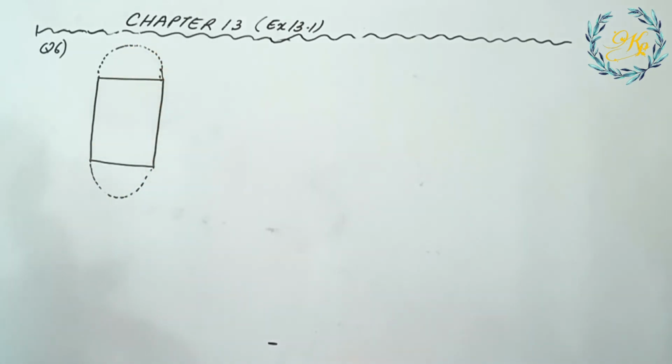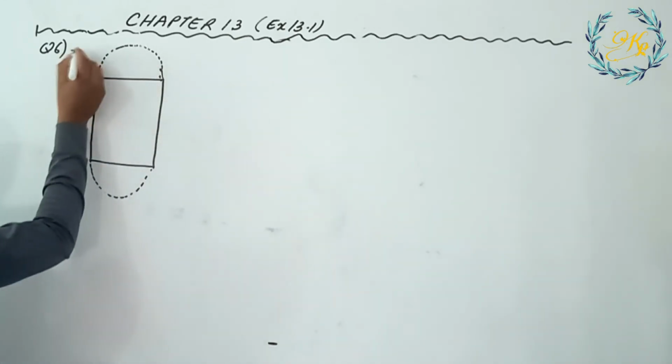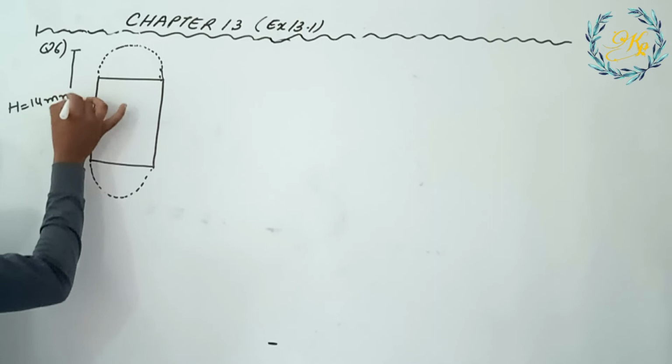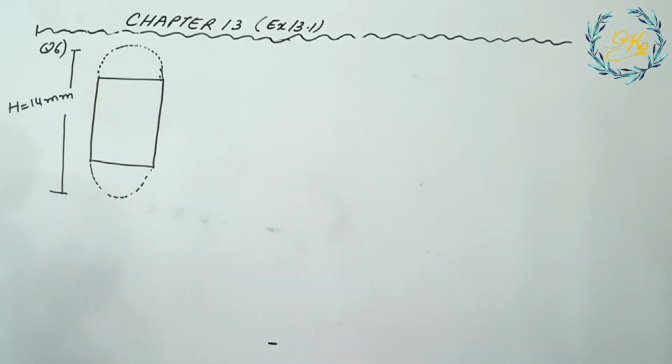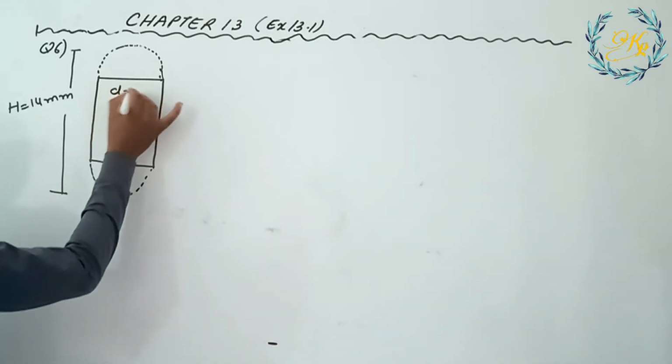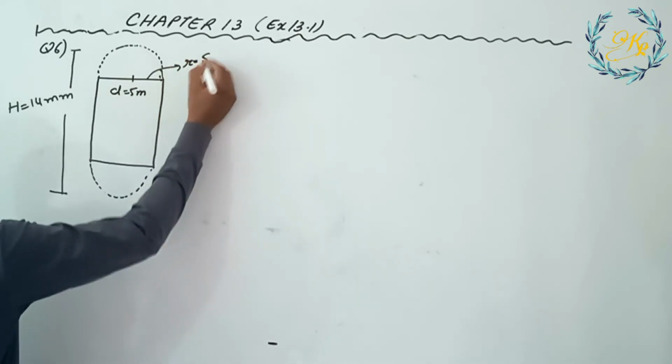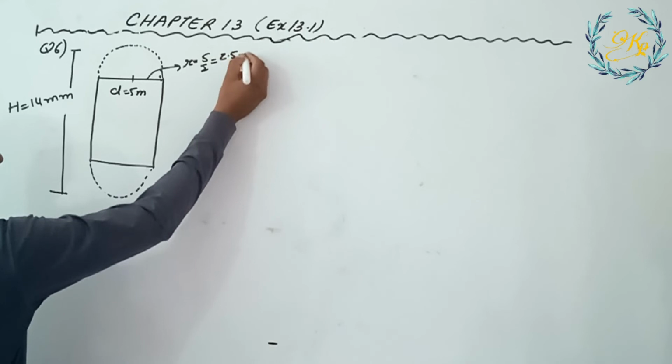And it is given that two hemispheres are stuck on each of these ends. You can see the figure. The length of the entire capsule is 14 mm. From here till here, the entire capsule's length, capital H, is equal to 14 mm, and we are given that the diameter of the capsule is 5 mm. Now D is given to us as 5 mm. It means the radius of it will be 5 upon 2, which is equal to 2.5 mm.